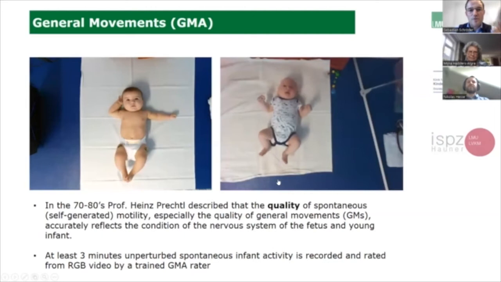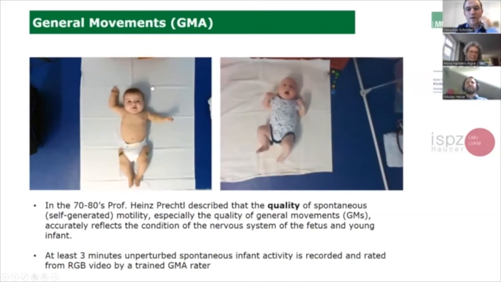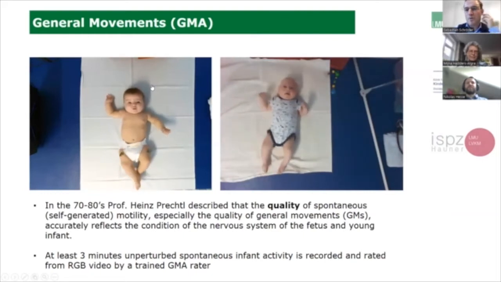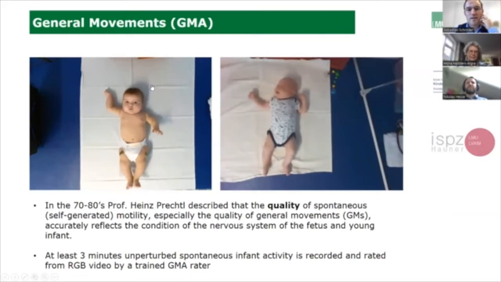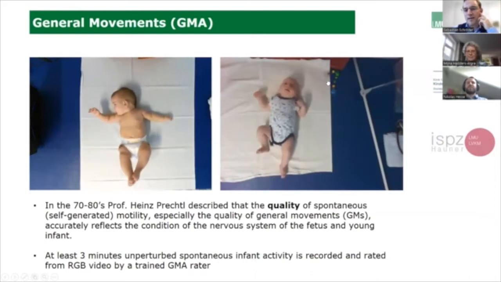So what you do is you do a 3-minute video recording, and then after this video recording, you watch the video and you rate the movements of the infants. And what you see, as I was talking here, on the left side, you see an infant now corrected age of 12 weeks of gestation, showing complex and variable spontaneous activity or general movements. This is involuntary, of course. And on the right side, you see an infant who does not show this complexity and variation of movements, but is very poor in repertoire. And this is an atypical or definitely abnormal general movement.